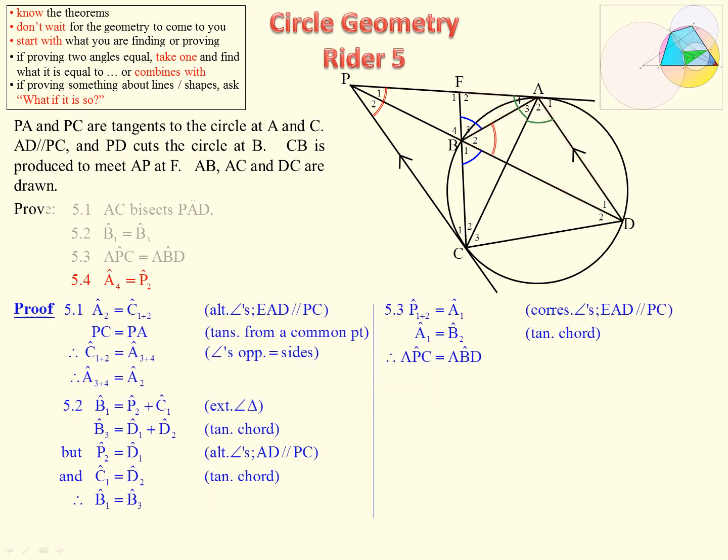So back to the proof. P2 equals D1, alternate angles, parallel lines. D1 equals A4, tan chord. And so we have P2 to D1, D1 to A4, which means P2 equals A4. Proven.